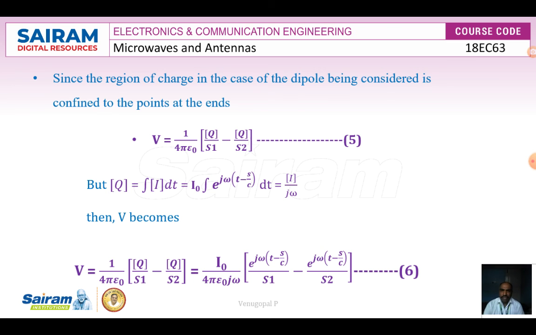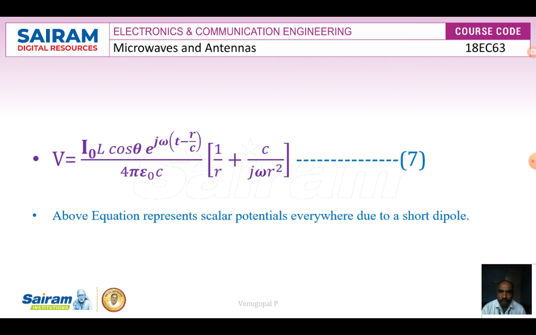So substituting this, we will get V is equal to I naught by 4 pi epsilon naught into j omega, into exponential of j omega into t minus s by c divided by s1, minus exponential of j omega into t minus s by c divided by s2. Call it equation number 6. So next, the final retarded potential equation becomes V is equal to I naught into L into cos theta exponential of j omega into t minus r by c divided by 4 pi epsilon naught c, into 1 by r plus c divided by j omega r square, and this equation represents the scalar retarded potential due to the short dipole. Thank you.